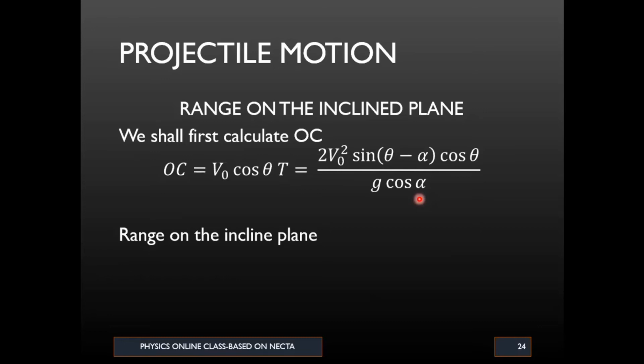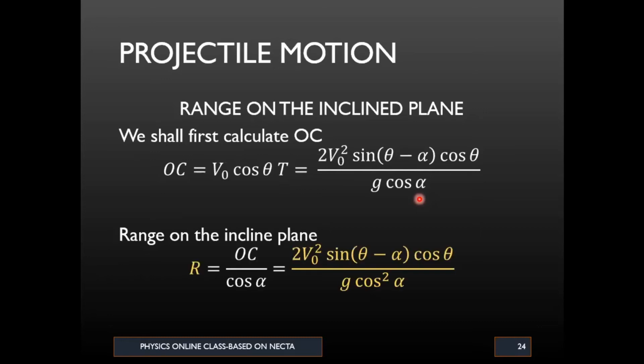Now, for the range, you are going to use trigonometric relation to solve for R. We say R will be equal to OC divided by cos of alpha. Substituting OC from our above equation, we are going to get 2 V naught squared sine of theta minus alpha times cos of theta divided by g cos squared alpha. Now let us check how to obtain this equation.